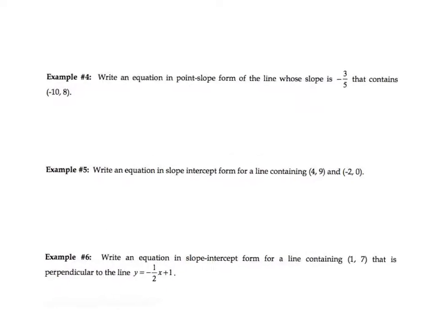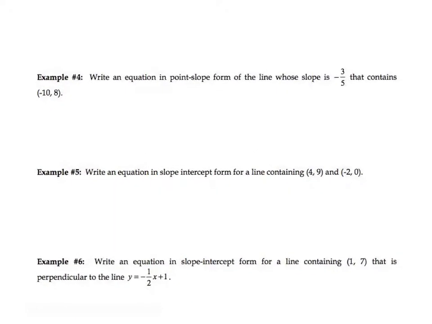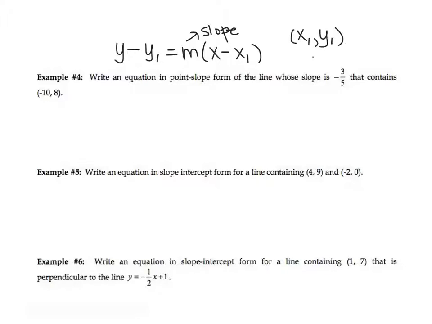So in our fourth example, we want to write an equation in point-slope form of the line whose slope is -3/5 that contains the point -10, 8. Now we didn't talk about point-slope form. It's not really all that difficult of an equation. So it's y minus y1 equals m, and then in parentheses x minus x1. So m is still the slope, and then x1, y1 is the point you're given.